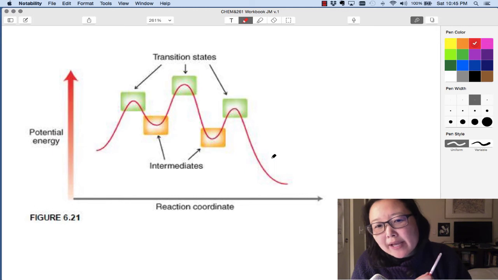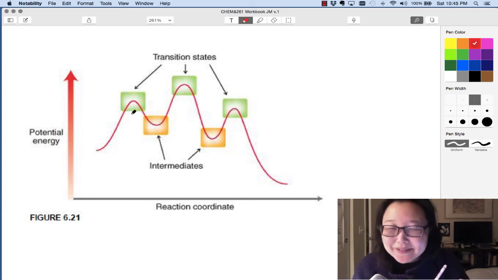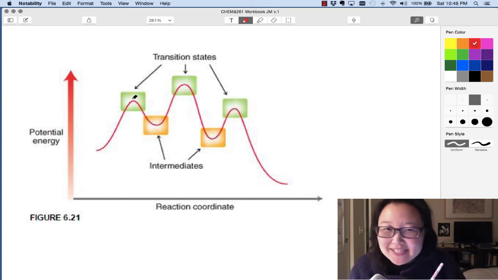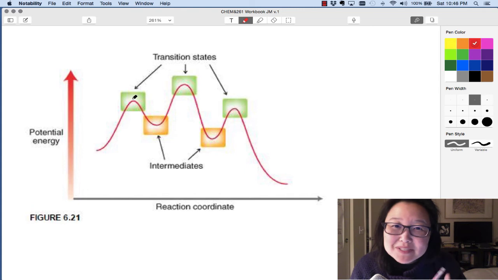And you can keep going until you finally reach the lowest energy state out here. Now, intermediates can be reacted and trapped, and there are ways to detect the intermediates. But with transition states, they're a lot more elusive. You can't stop the reaction here at the highest point. So the transition state is exactly that. It's a state at which it's undergoing transition, which is impossible to stop.